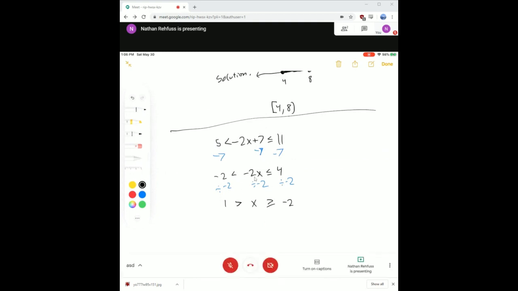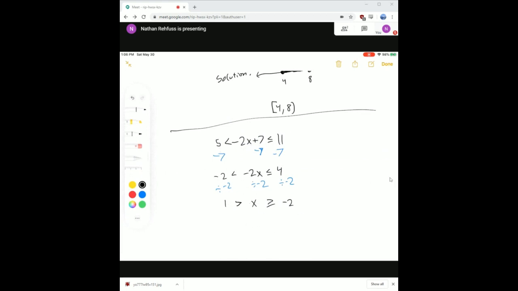And you can check that. For example, negative 1 works up here. That'd say 9 is between 5 and 11. So negative 1 works. 0 works. 7 is between 5 and 11. But negative 3 doesn't work. That would make this a 13, and that's too big. 2 doesn't work. That would make this a 3, and that's too small. So it has to be between these two. The signs flipped.